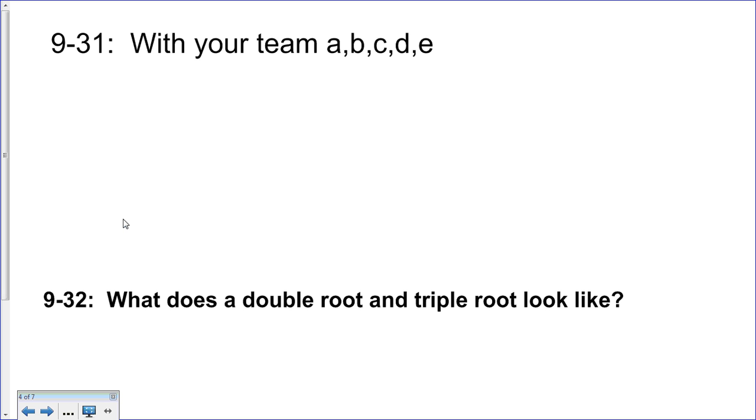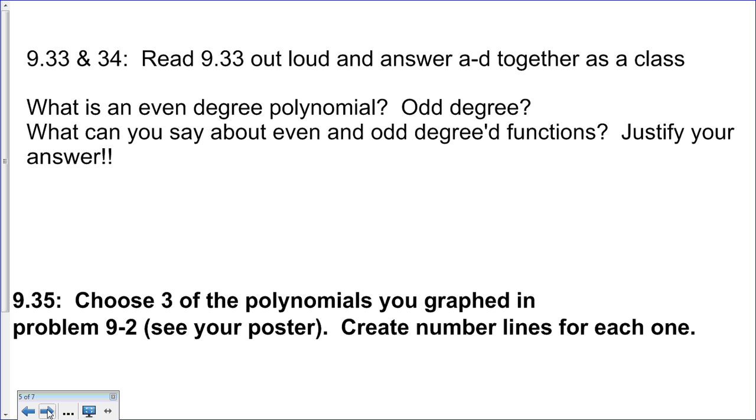All right, 9.31 is the next problem. You're going to read that out loud with your team, and you're going to answer all 5 of those, A through E. And make sure you get those written down on a piece of paper nice and neat, so your reporter should answer 9.31 on a piece of paper. That one I will be taking a look at. When you finish that, you can move on to 9.32, and there you're talking about a double root and a triple root. And again, make sure you get that on a piece of paper because I'll be looking at that.